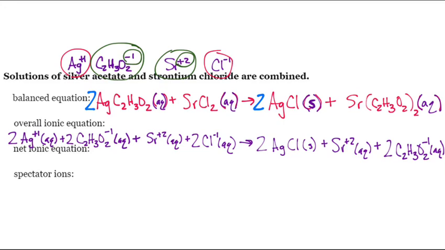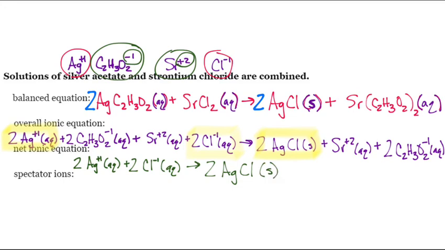So now I'm going to key in on my solid, 2AgCl solid, and I'm going to find the pieces, my ions on the reactant side that made it, and those are going to be my net ionic equation pieces. So I'm bringing 2 Ag plus 1 aqueous and 2 Cl negative 1 aqueous, and this is forming 2 AgCl molecules that are solids. And everything else that I see here, those acetate and strontium ions, those are our spectators.